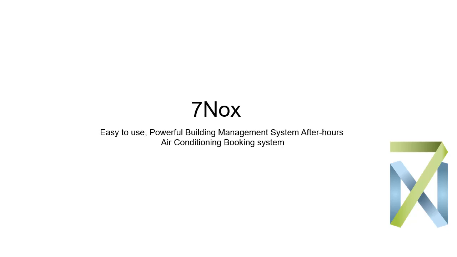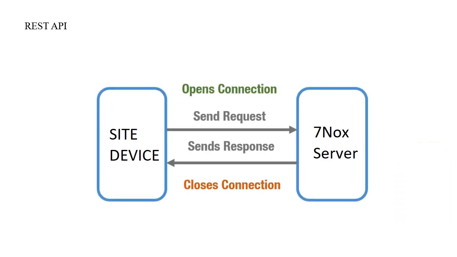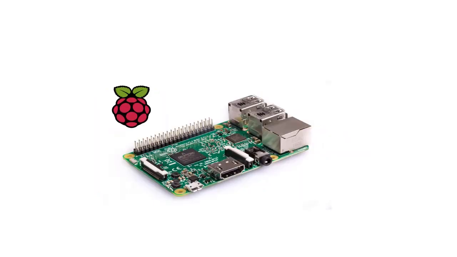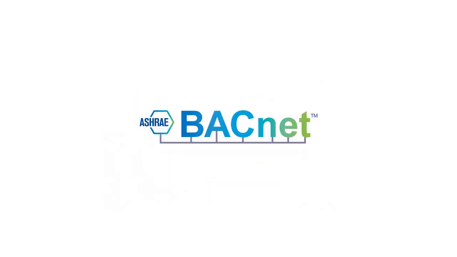7Knox is an easy-to-use web-based interface that allows authorized users to book after-hours air conditioning in commercial buildings. 7Knox utilizes REST API technology to communicate between the site and the cloud services. The 7Knox site device is a small embedded Linux computer running the 7Knox client application. The client application requires very low resource to operate, so can be deployed on a device like a Raspberry Pi or equivalent. The client application is a BACnet device, which can be discovered by any BACnet control system.